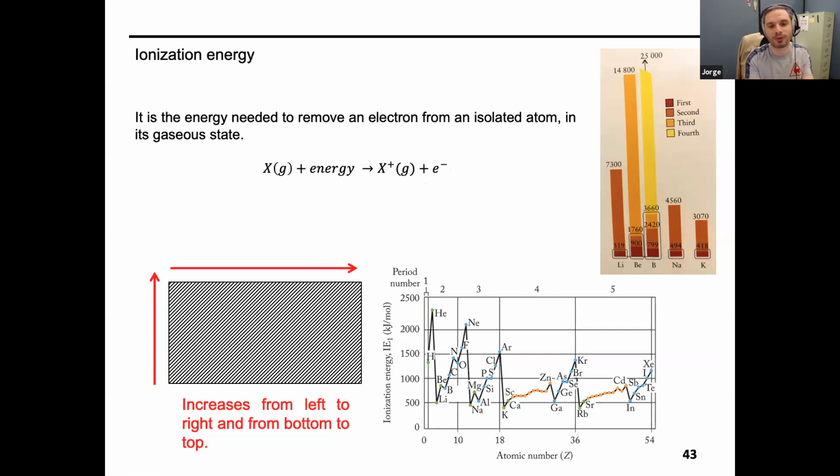So the ionization energy will measure how easy it is to remove the outermost electron from an element, okay? Higher ionization energy means that it is harder to remove it. Lower means that it is easy to remove this electron.